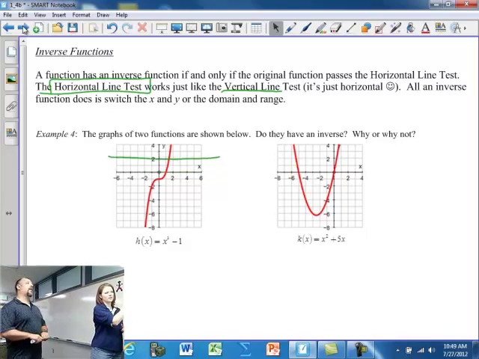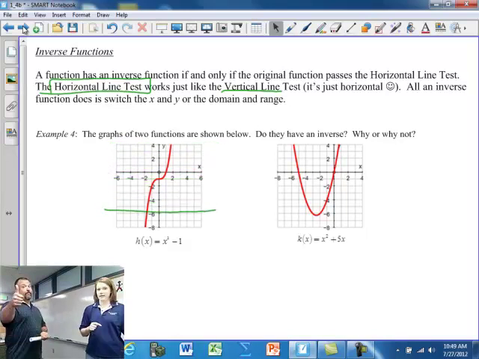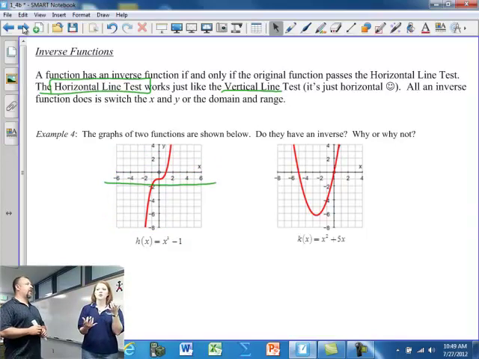And I've drawn a horizontal line. Now we need to check it. So if we start at the top and work our way down, does it ever touch more than once? Nope. It does not. So it passes the horizontal line test.